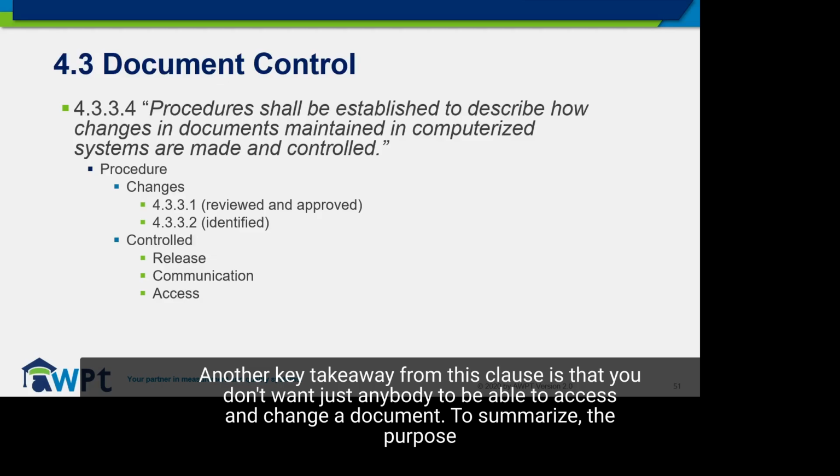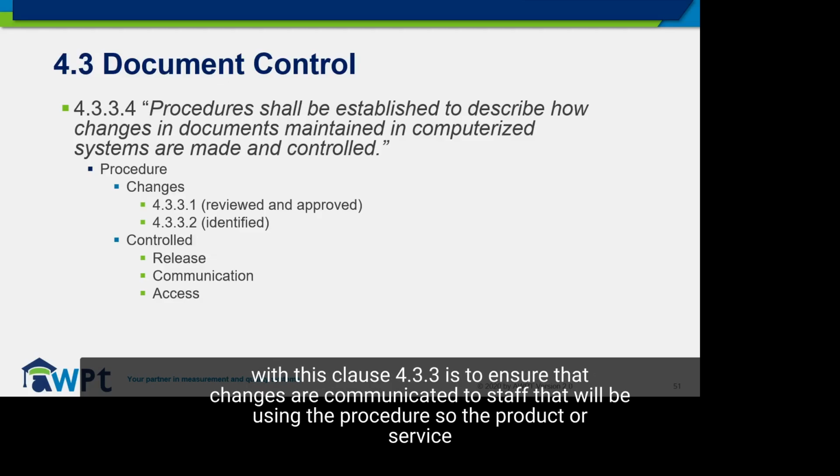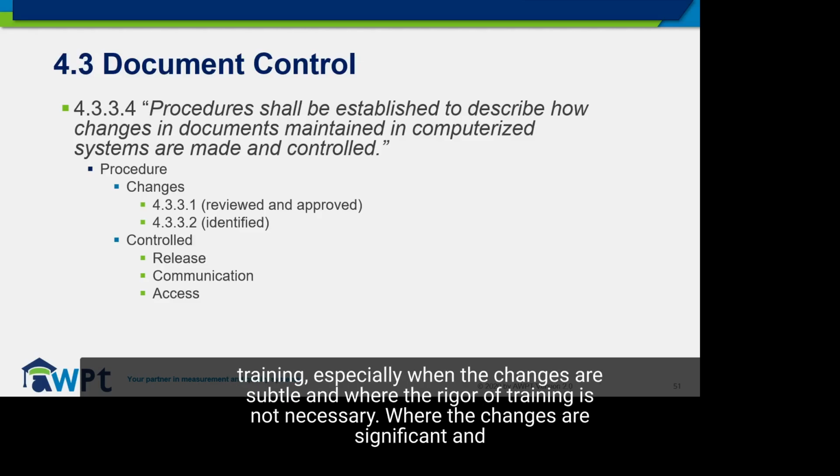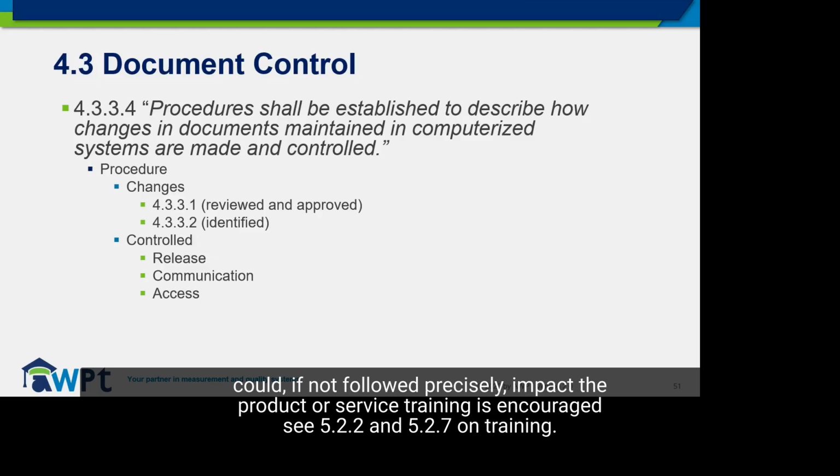Another key takeaway from this clause is that you don't want just anybody to be able to access and change a document. To summarize, the purpose of clause 4.3.3 is to ensure that changes are communicated to the staff that will be using the procedure, so the product or service provided to the customer is consistent and meets expectations or requirements. These methods of change communication may forego formal training or other types of training, especially when the changes are subtle and where the rigor of training is not necessary. Where the changes are significant and if not followed precisely, impact the product or service, training is encouraged. See 5.2.2 and 5.2.7 on training.